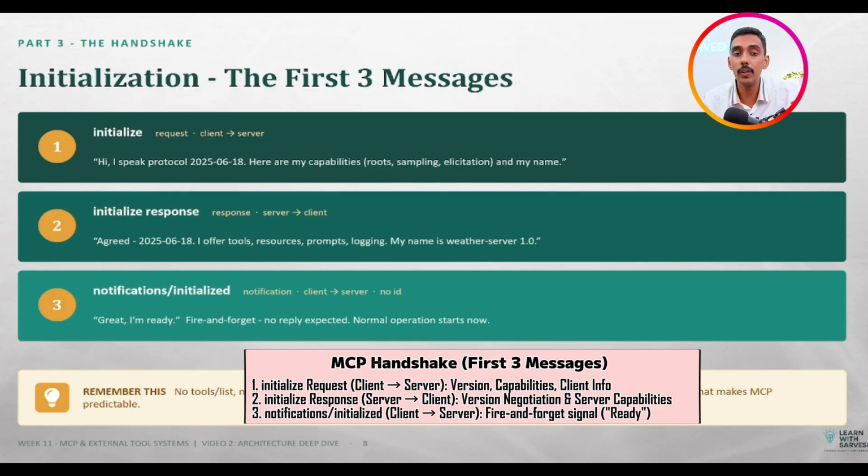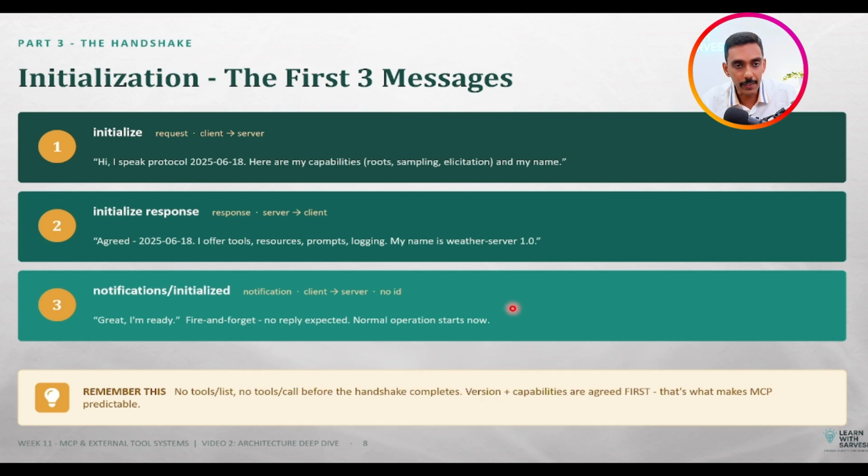Message 3, notifications and initialization. That is client to server. And here is the elegant part. The client sends notifications initialized. It is a notification, so there is no ID. There is no reply expected. It is just fire and forget. It means one thing: great, I am ready. From this exact moment, normal operation begins.